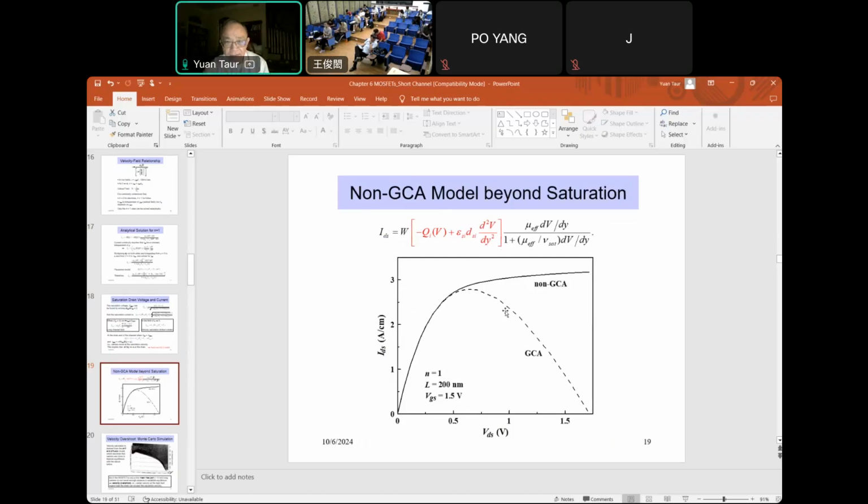So this shows that in the velocity saturation case, the non-GCA model has to be implemented to get a correct IV curve.